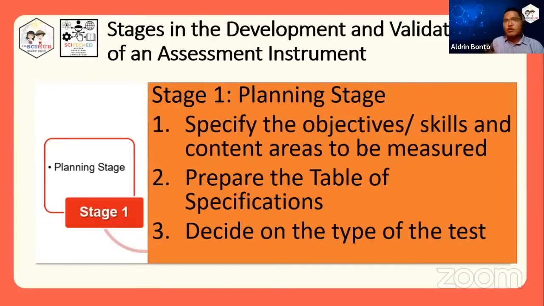So when you're making the table of specifications, the second part is preparing the table of specifications, it must be aligned to the objectives or learning competencies. And the third part is you need to decide the type of the test. So what is the typical form of a table of specifications, or the magical TOS?